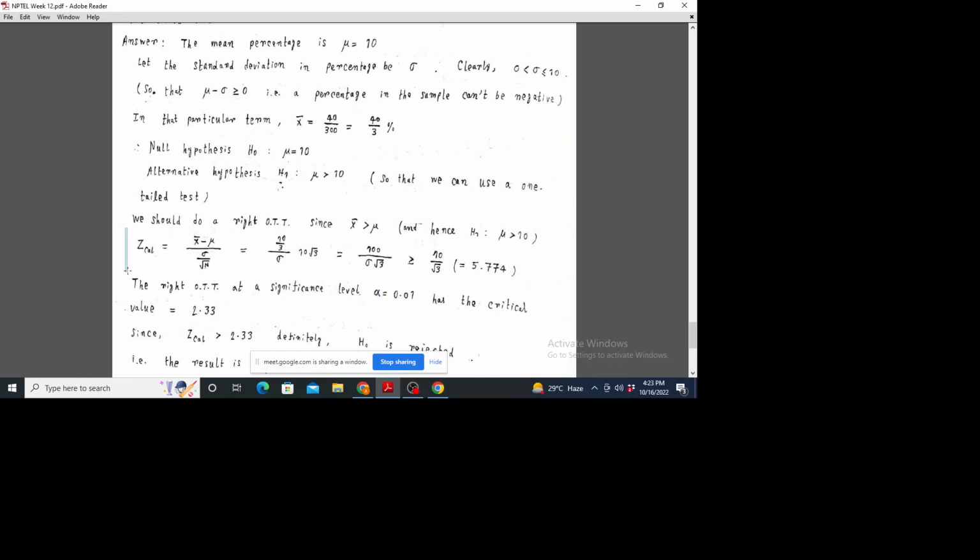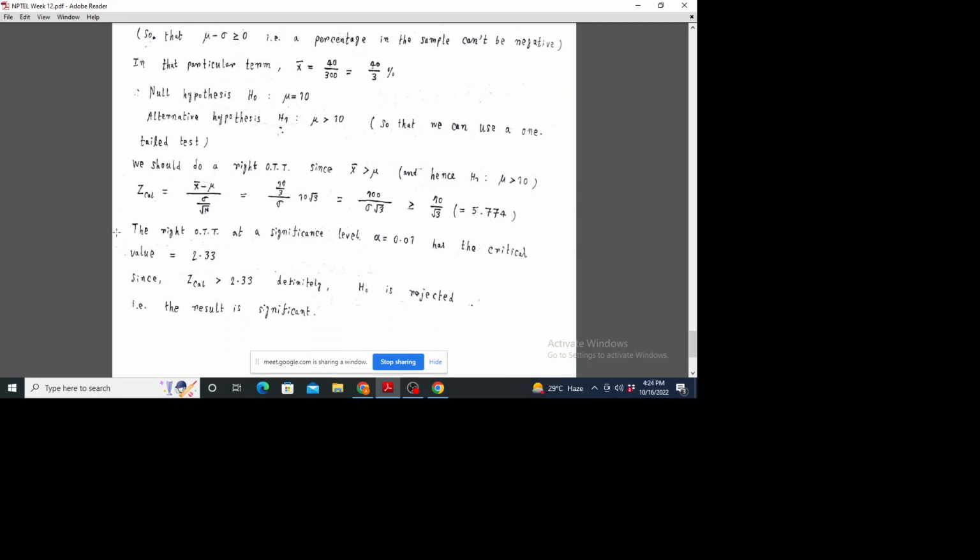So again, z calculated here is this. We do not know sigma, so this is 100 by sigma root 3. And clearly, since sigma is less than or equal to 10, that means this z cal, the z value of x bar calculated for our sample, has to be greater than or equal to 5.774, because sigma is less than or equal to 10.